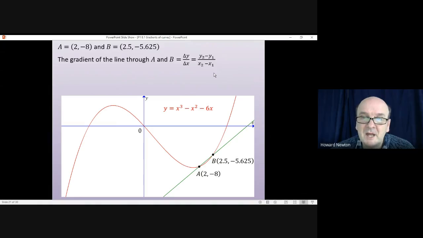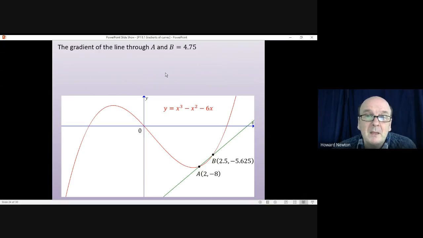And the gradient of the line that goes through those 2 points is the change in y over the change in x, just in the normal way, which gives me minus 5.625 take away minus 8, over 2.5 minus 2, which simplifies to that, which gives me 4.75 for the gradient. So that is an estimate for the gradient of the curve.